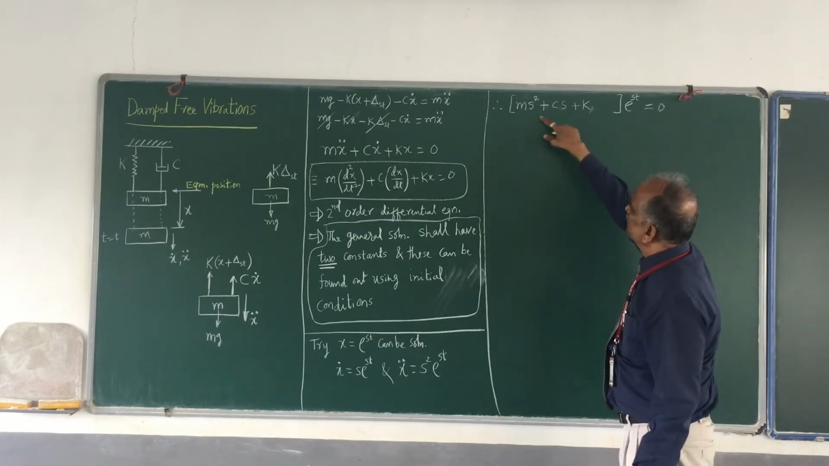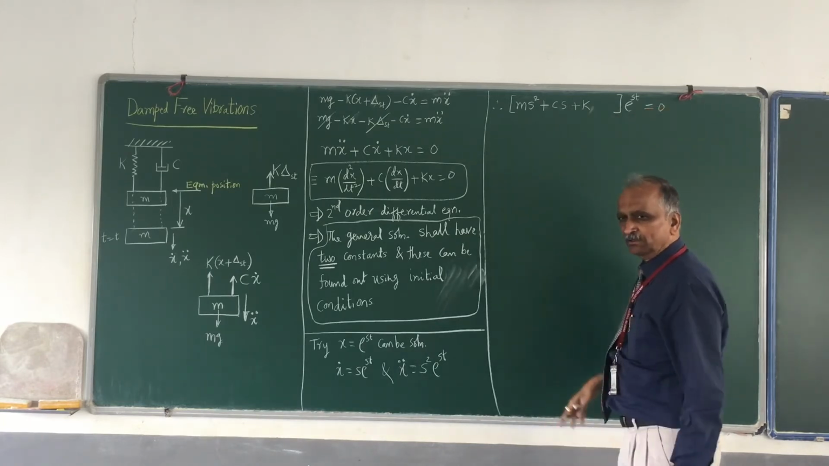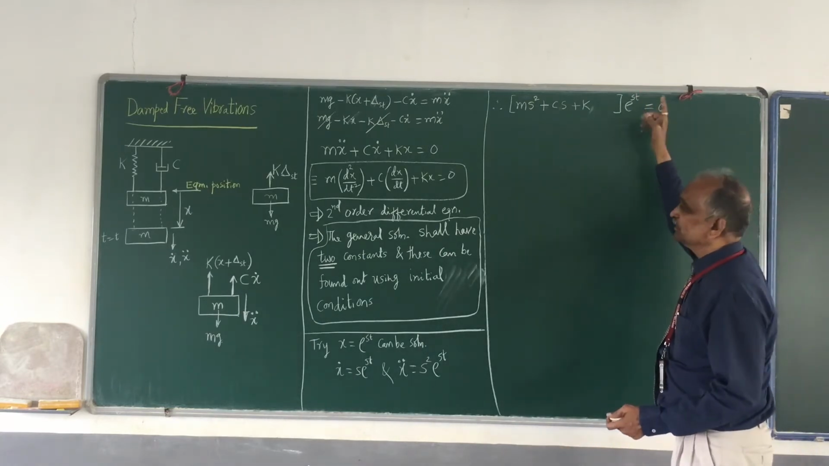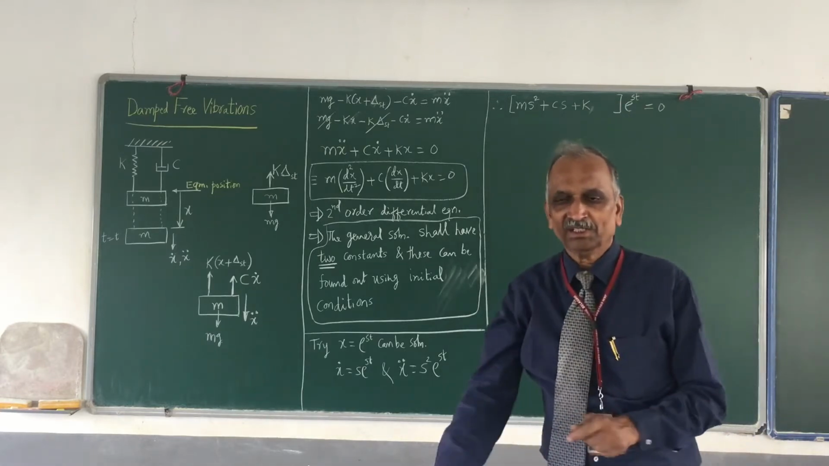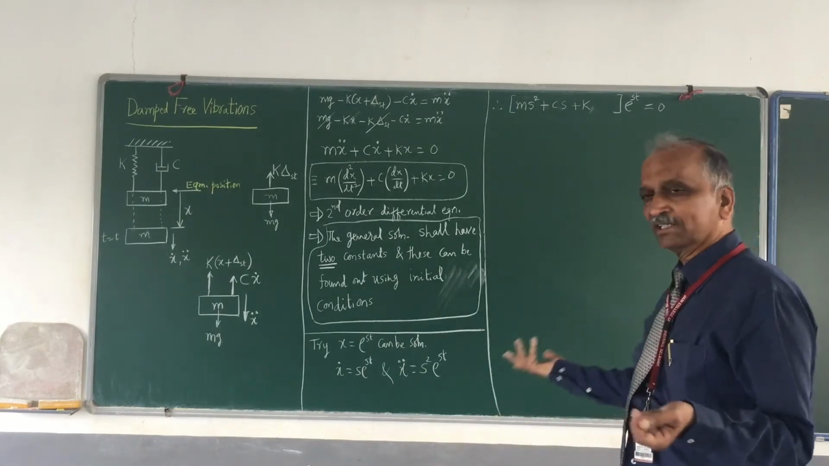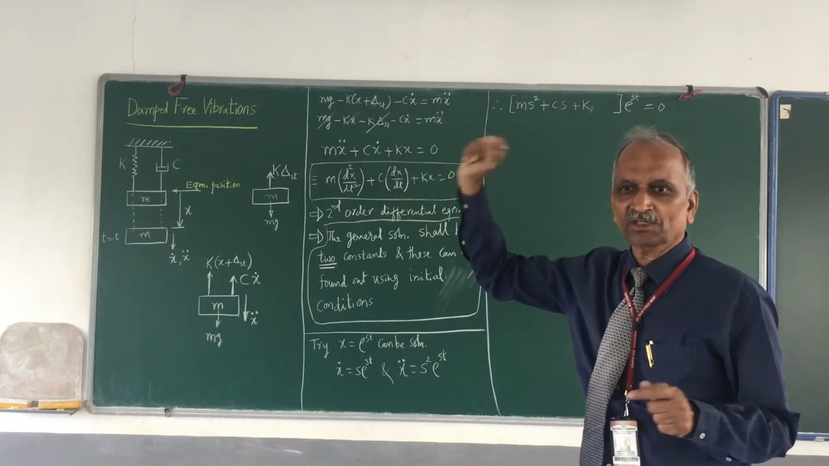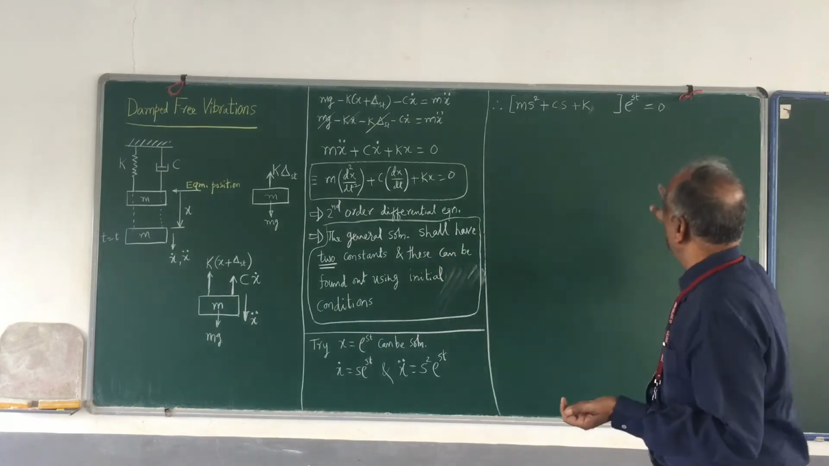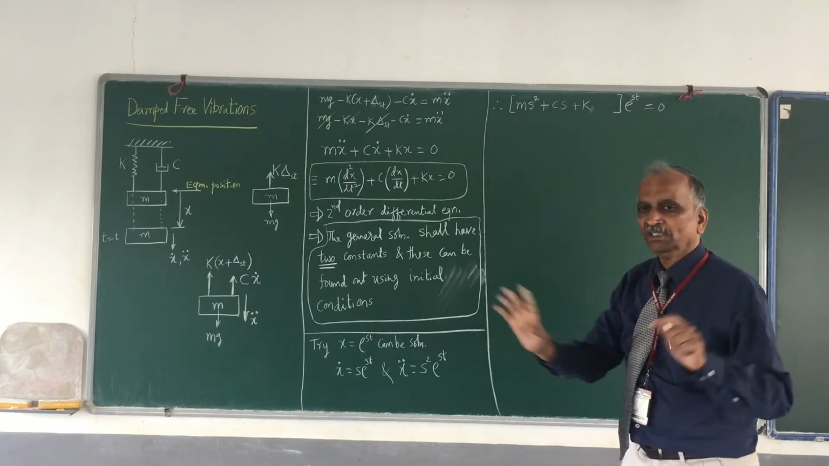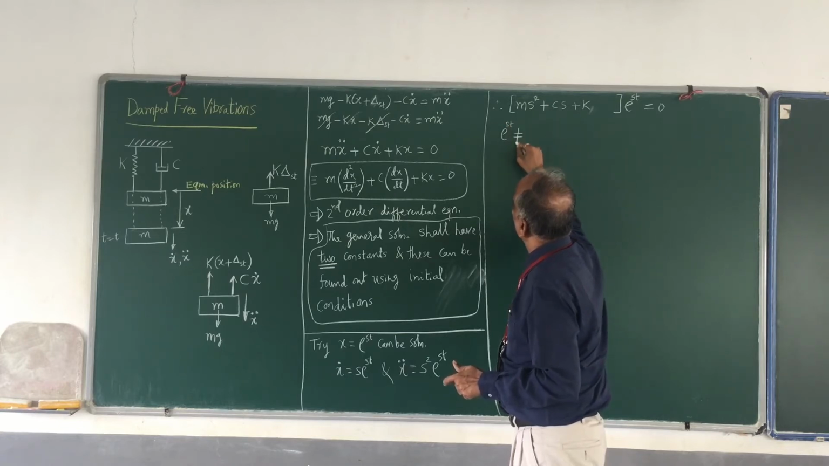So either the term within the bracket must be equal to 0, or e raised to st equal to 0, or both must be 0. Now I know that e raised to st is never 0. If both s and t are 0, then e raised to 0 is 1, anything raised to 0 is 1. So whatever the values of s and t, e raised to st is never equal to 0.